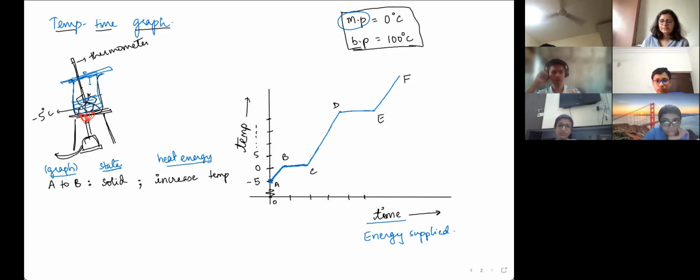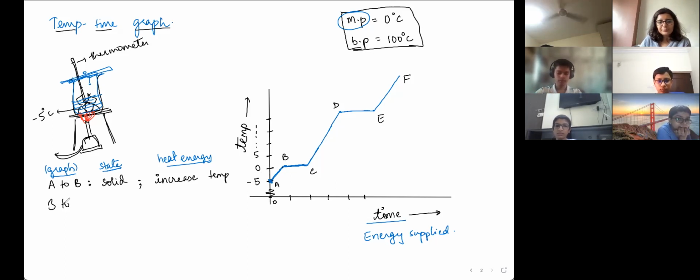So between A to B, you will find that it's going to be solid and the heat energy is being used to increase the temperature. Like whatever heat you're supplying, उसके basis पे इसका temperature increase हो रहा है A to B. So we need to write this down now. I'll give you guys time. Let's finish off the discussion, then you can write it down.